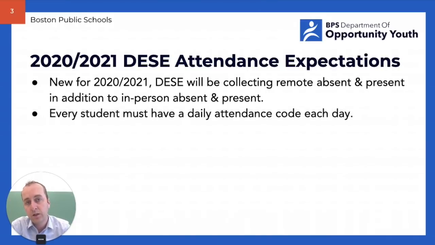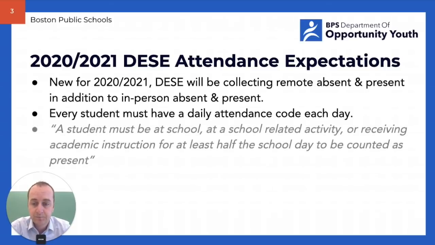So when we closed in March for COVID, the attendance expectations were left up to districts to decide, and we recognized that not all students were receiving instruction every day. Now, as DESE resumes attendance practices from previous years, we do know that every student has to have a daily attendance code each day, even though we know that attendance will look a little different depending on if a student is in person or at home, and whether or not that remote instruction is synchronous or asynchronous.